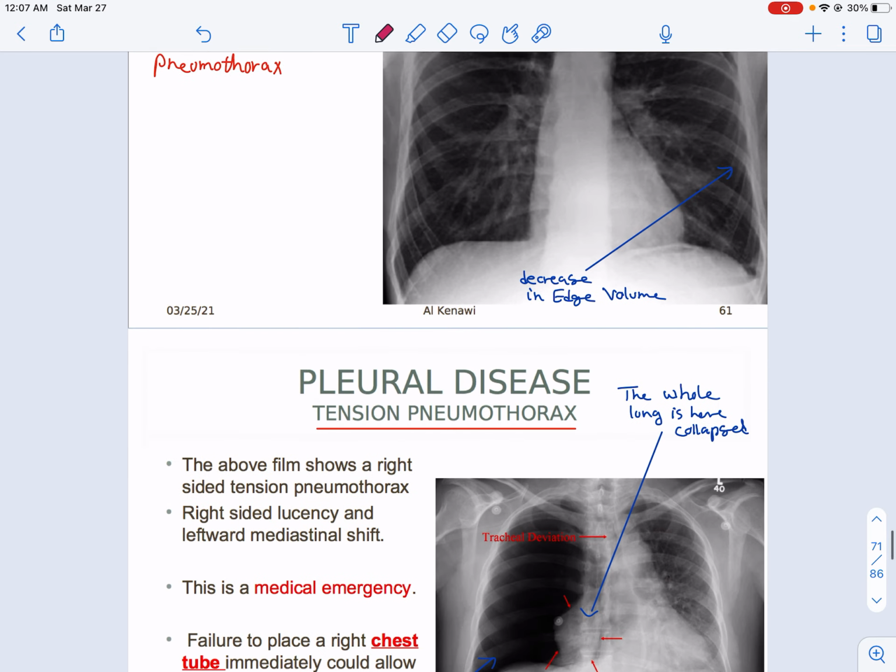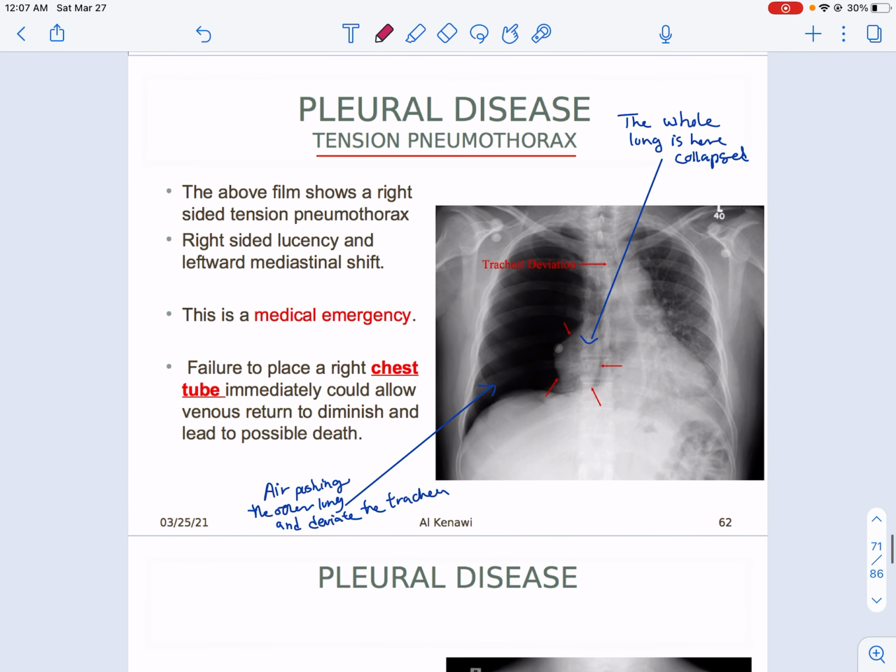Attention, pneumothorax. If we can see here the air pushing the lung and deviating the trachea, and you can see how the whole lung has collapsed, this is an emergency, as we already know, and this is tension pneumothorax.